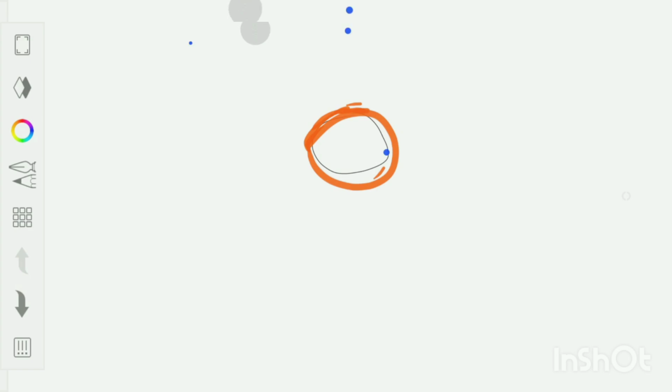The second part of the cell is the cytoplasm. Now you can see in the cell there is some jelly-like structure. That is called the cytoplasm. Work of the cell happens in the cytoplasm. As you can see, the blue one.